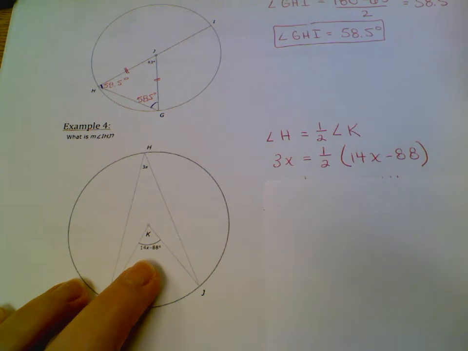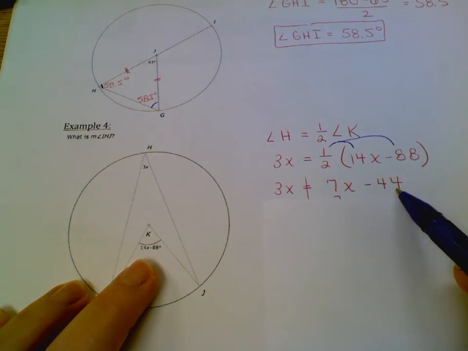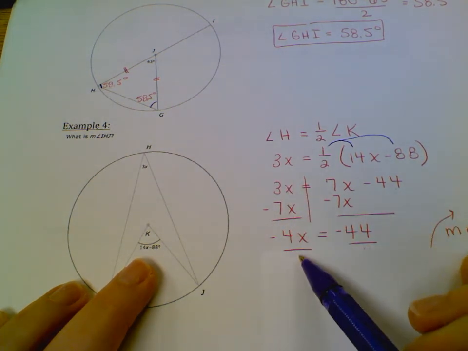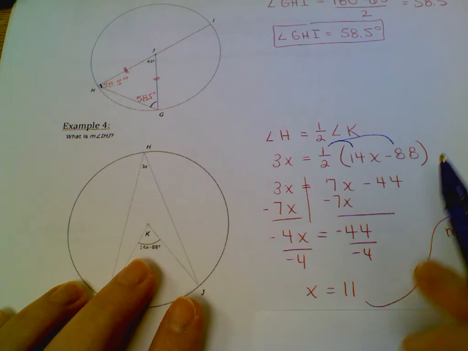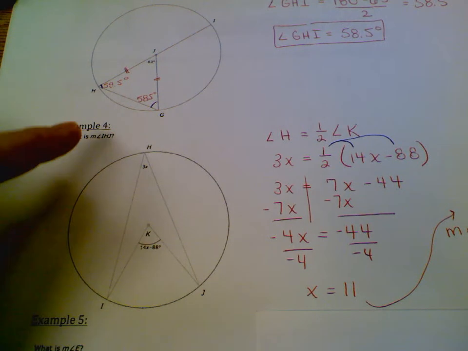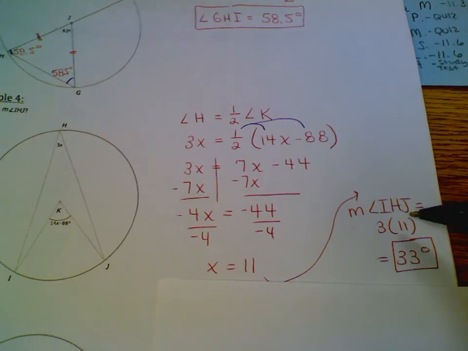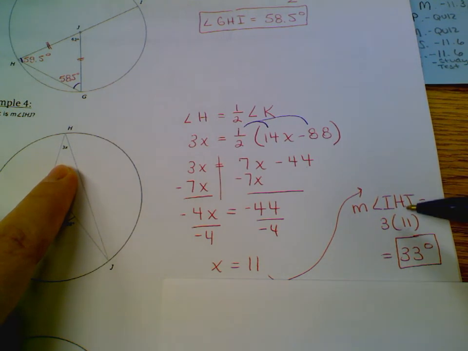I would distribute this 1/2 across here, so I would multiply through. I would get 7x and then negative 44. And then I want to combine my like terms, so I'm going to subtract 7x from the other side, so I get negative 4x on the left side, and then drop down my negative 44, and then divide by negative 4, so I get x to be 11. Now pay attention, because IXL will switch between asking you to find what x is and maybe finding the angle. In this case, they're wanting the angle. So angle IHJ had the expression 3 times x. I just found that x was 11, so I plug it in there, and I find that the angle measurement is 33.